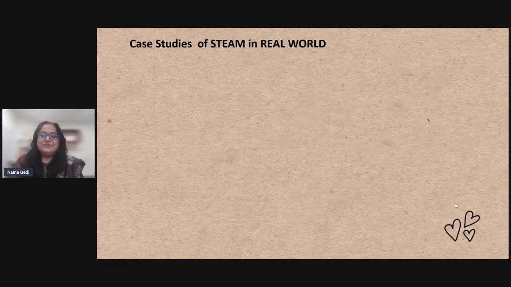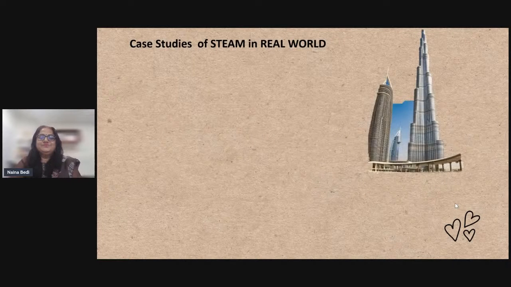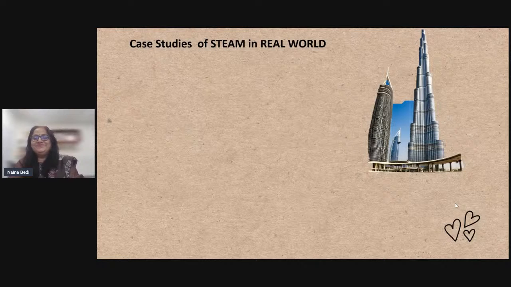I don't think so. And that's why I have brought some case studies for you all, which are there in our real world. Identify this iconic structure. What is this iconic structure? If you all can tell me the name.